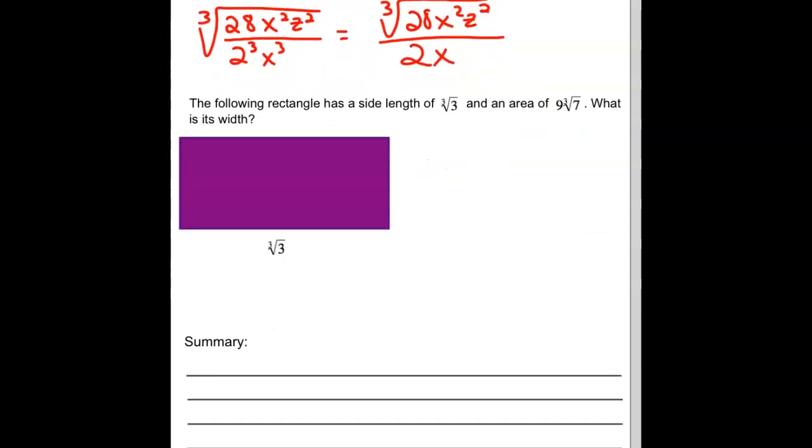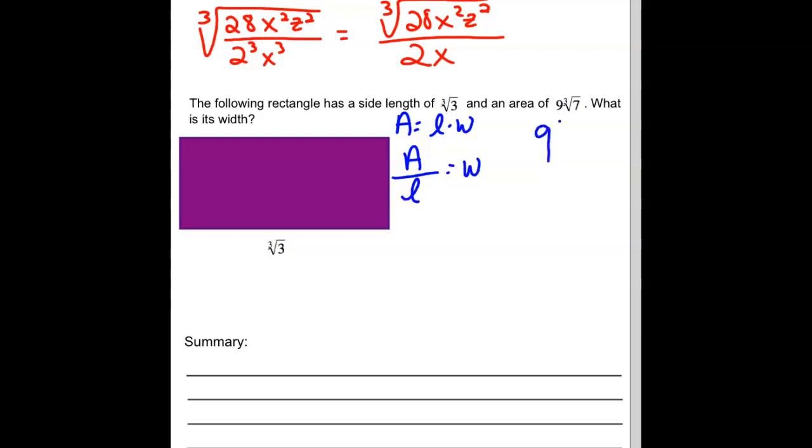Our last example. It says the following rectangle has a side length of the cube root of 3 and an area of 9 times the cube root of 7. What is its width? Well, yesterday we talked about the area being length times width for a rectangle. So if we are given length and area and we're trying to find width, we just have to divide out that length to the other side. So we're really just being asked to take the area divided by the length.